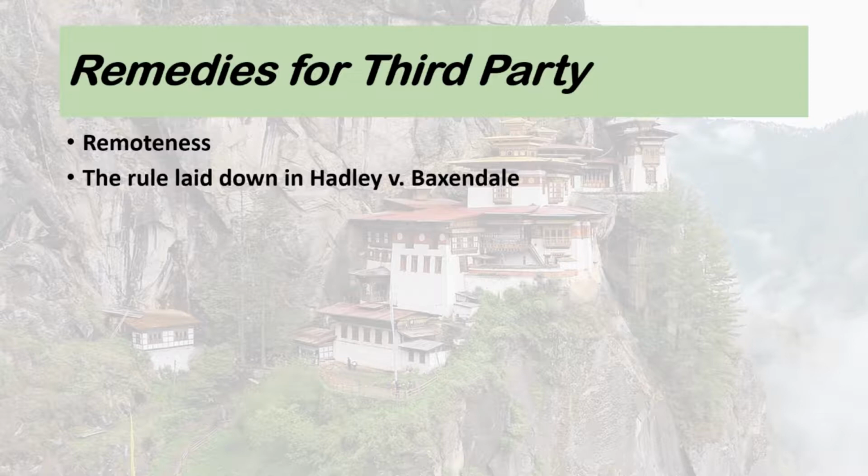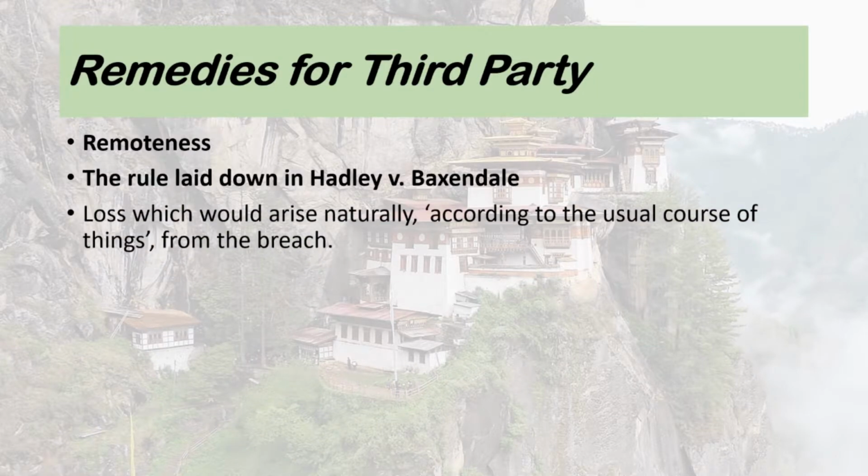As we recollect, the concept of remoteness in the common law was first laid down in the case of Hadley versus Baxendale. In this case, the court laid down two situations: the loss which would arise naturally, according to the usual course of things, from the breach, and loss as may reasonably be supposed to have been in the contemplation of the parties at the time when they made the contract as a probable result of breach of it.